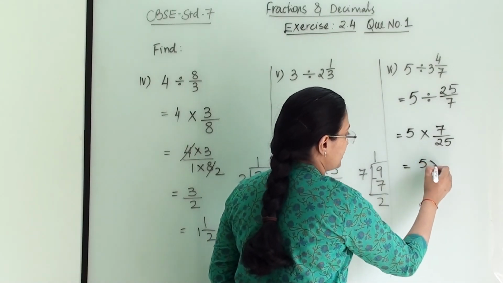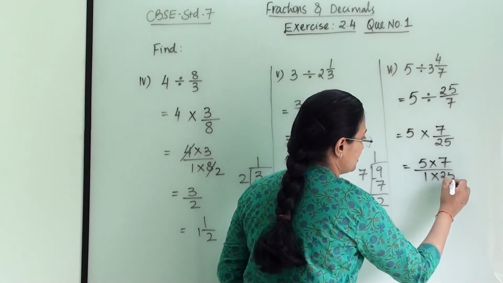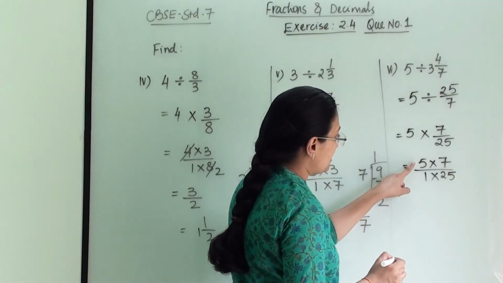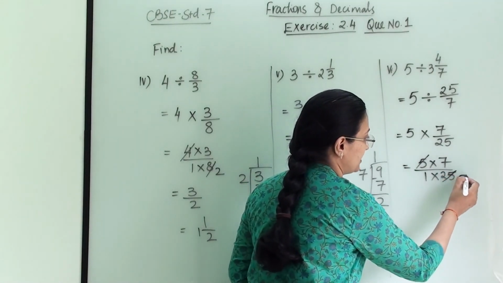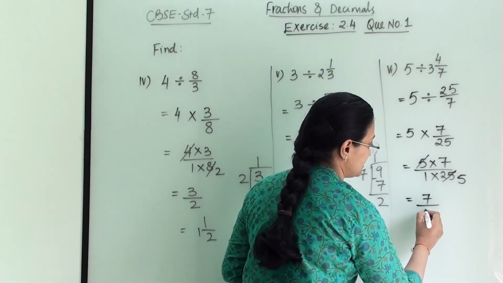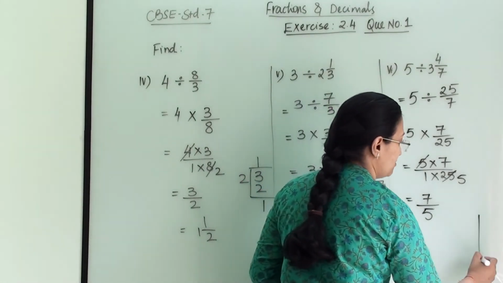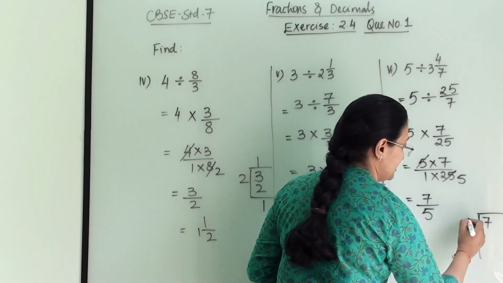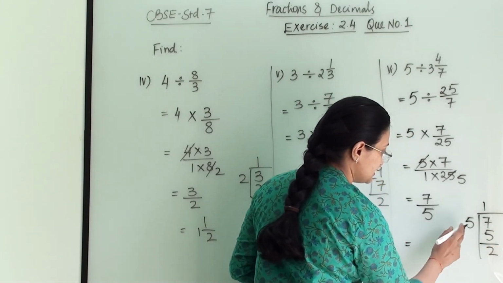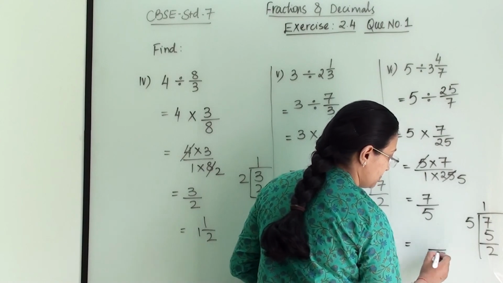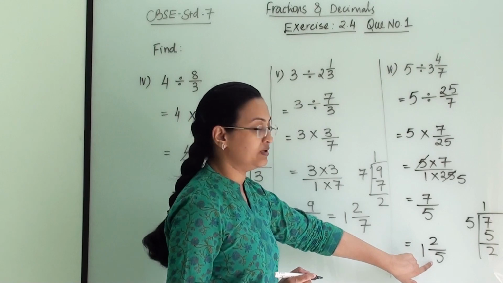Now let us write this as multiplication, that is 5 into 7 divided by 1 into 25. Now 5 and 25, we can reduce them. 5 5s are 25. So this is our answer, 7 divided by 5. Now let us convert this into a mixed fraction. 7 divided by 5. So 5 ones are 5. We will get here 2. So the answer is, 5 will remain in the denominator, 1 will come at the front and 2 will be at the top. So 1 2 by 5 will be the answer.